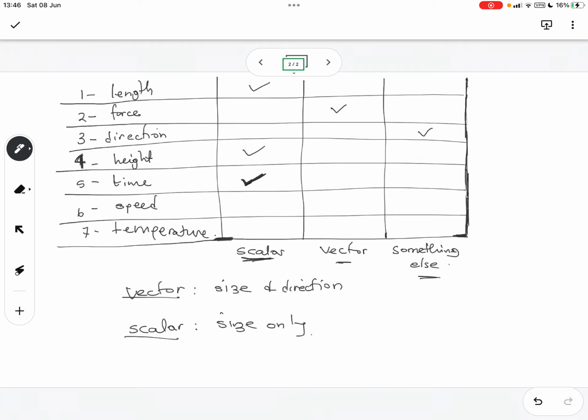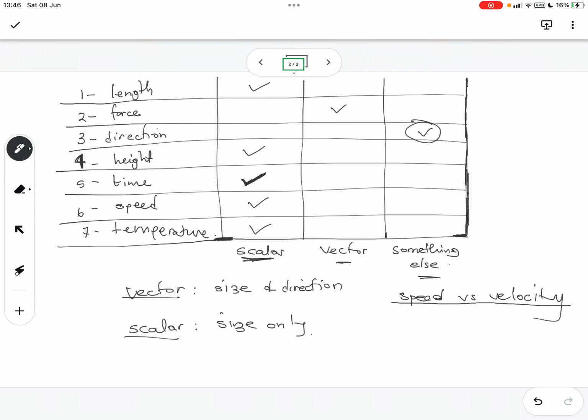So I wrote these two down because every time you think about a quantity, we know whether it's got size and direction or size only. Speed is a scalar because it just tells you how fast something is going. But velocity tells you something is going this fast in which direction. So speed is therefore a scalar because it doesn't have direction.